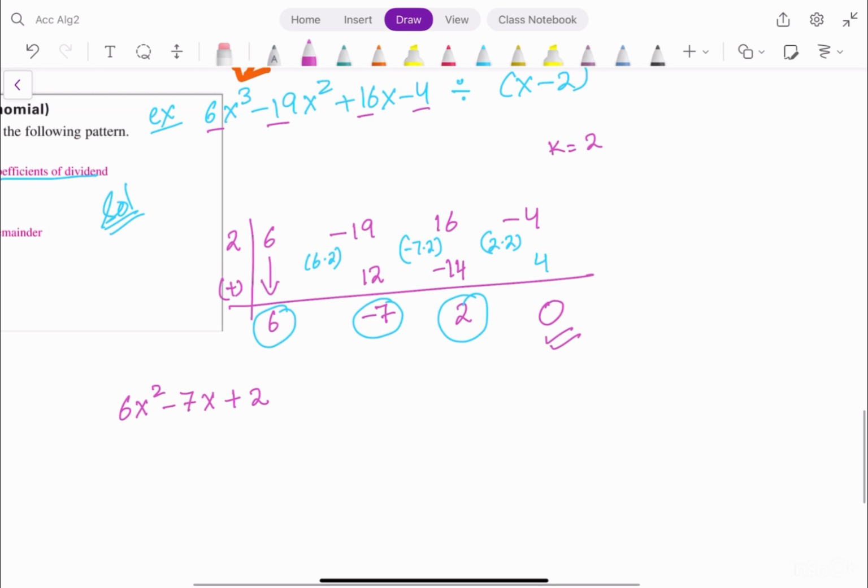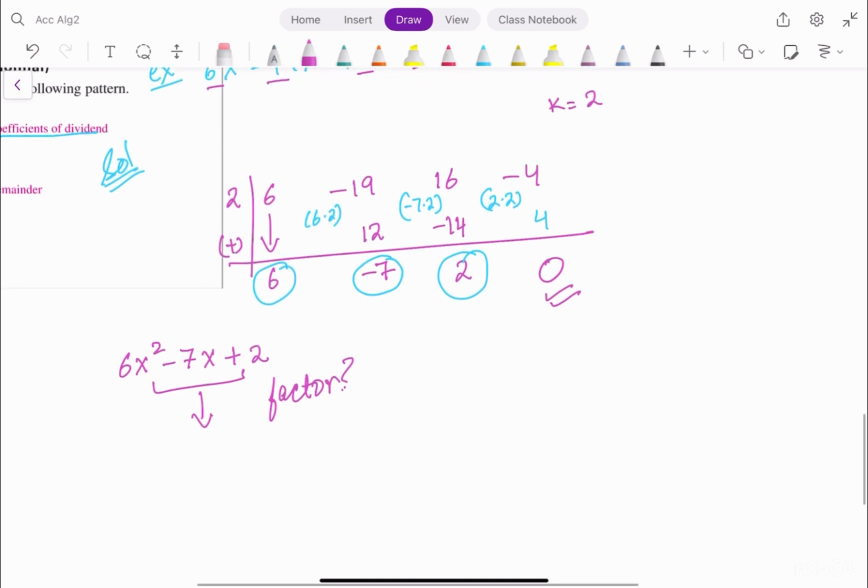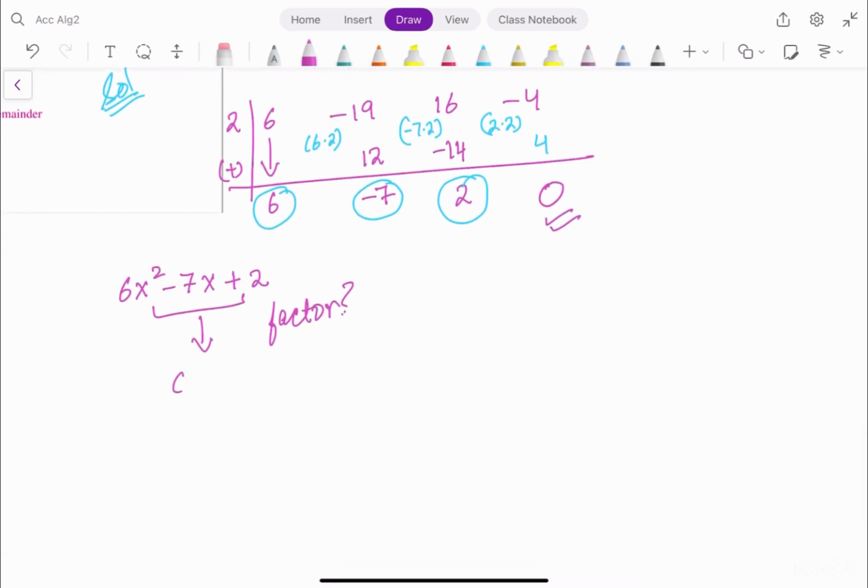So if you factor the quadratic, you will get 3x minus 2 times 2x minus 1, right? Now we can write all the factors down. So remember, even the quotient is also a factor, and the divisor is a factor. So everything will be included.